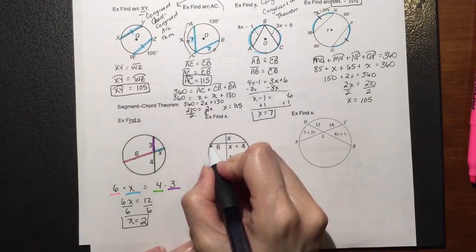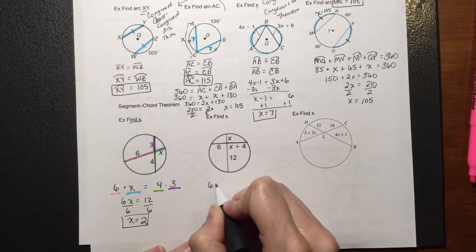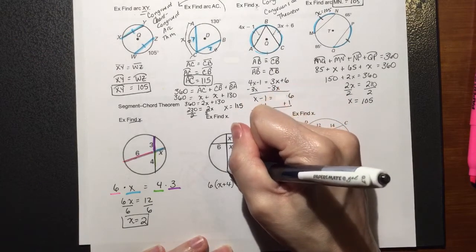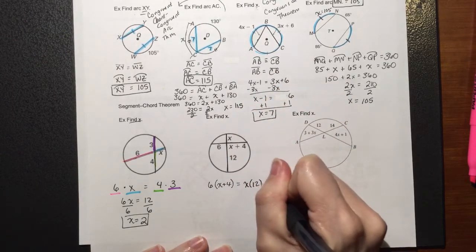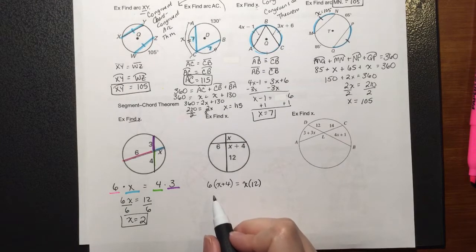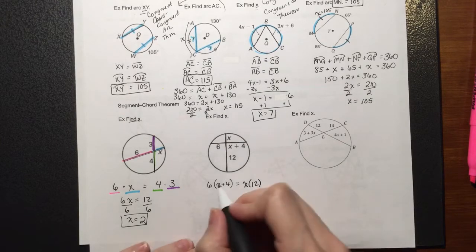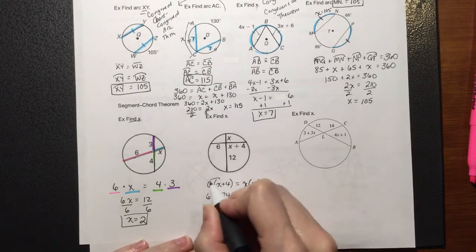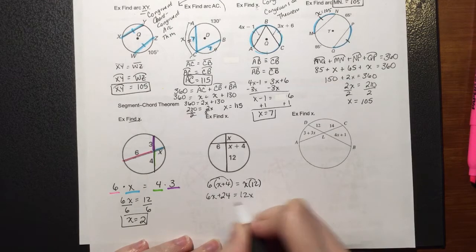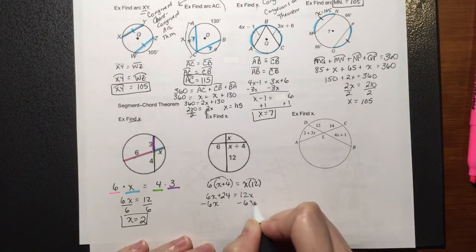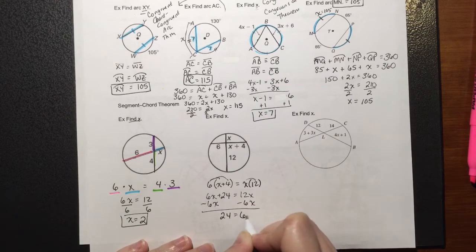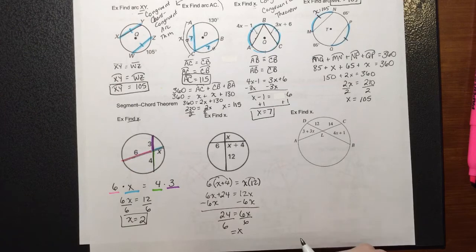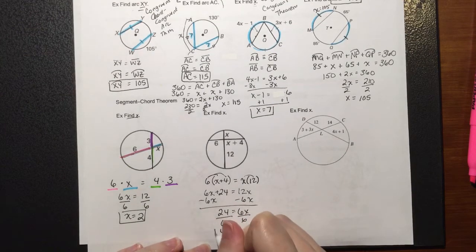So looking at the next one, we've got that first chord. So 6 times x plus 4 is going to be equal to x times 12. And with these, you've got to be very careful and make sure you're using your distributive property correctly. So you're going to have 6x plus 24 is going to be equal to 12x. Subtract the 6x from both sides, and 24 is going to be equal to 6x. Divide both sides by 6, and x is going to be equal to 4.